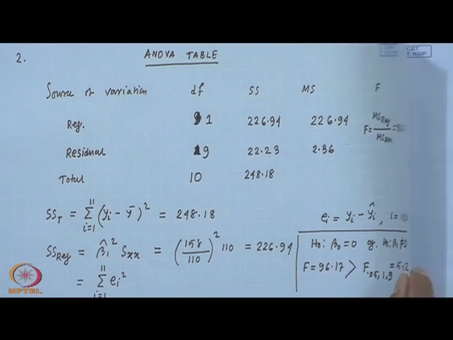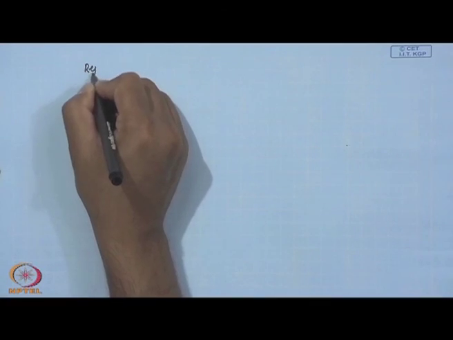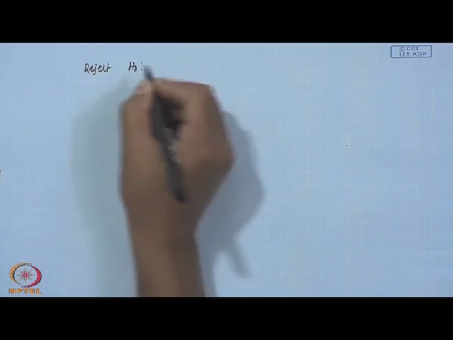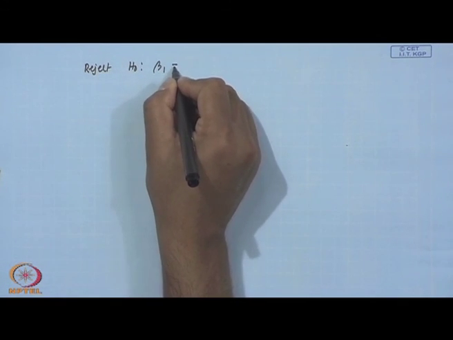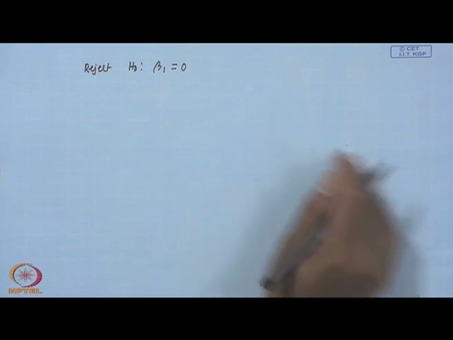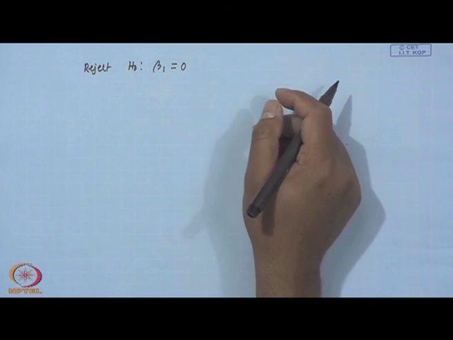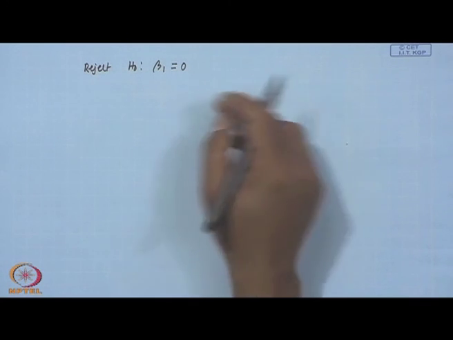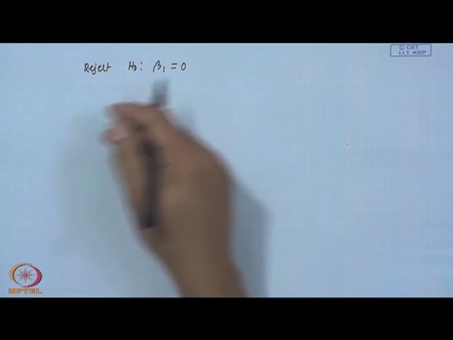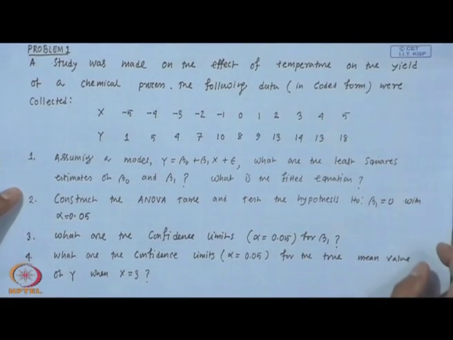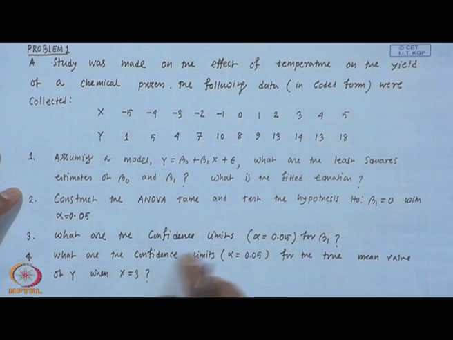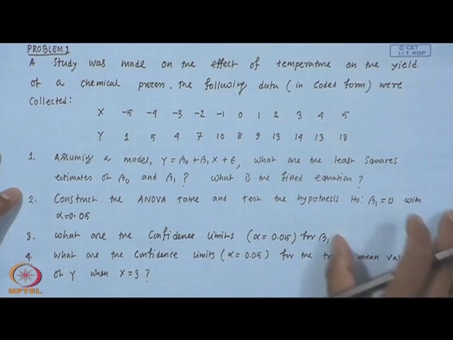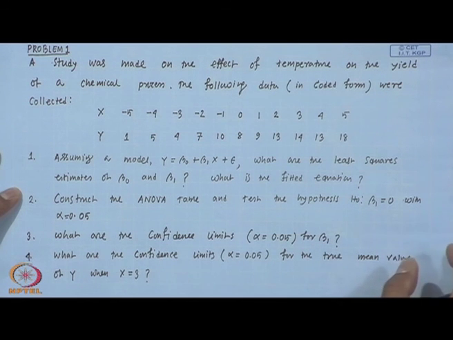So, the conclusion is that we reject H naught, that is beta 1 is equal to 0 is rejected. That means there is a linear relationship between y and x. Okay. So, the next problem is what are the confidence limits for beta 1. Okay. So, we have a point estimation for beta 1. Now, we will find the confidence limit for beta 1.